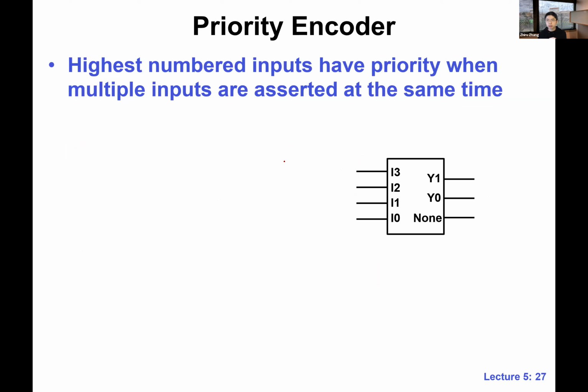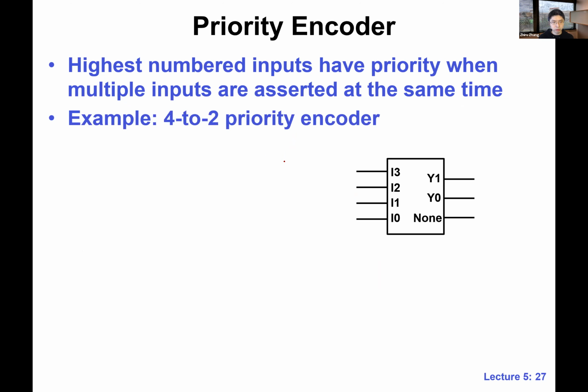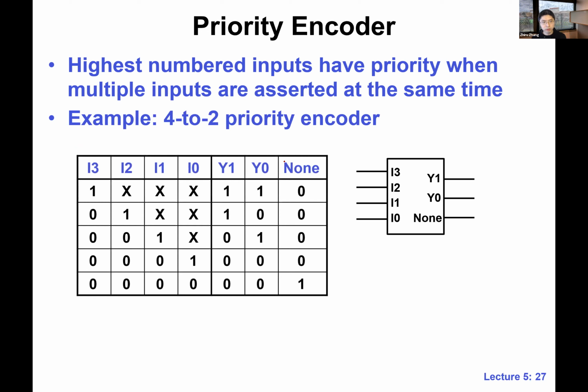Let me just spend one more minute to talk about another concept called priority encoder. This is very similar to the 4 to 2 encoder, but the only difference is that we actually associate some priority on the input side. In this specific case, I3 has the highest priority, and the next one is I2, because I3 has higher priority than I2, I2 has higher priority than I1, and then I0.